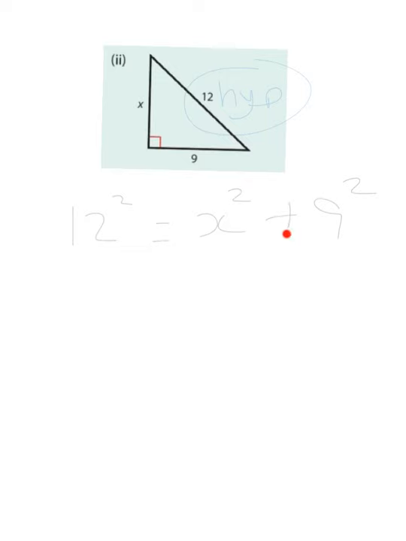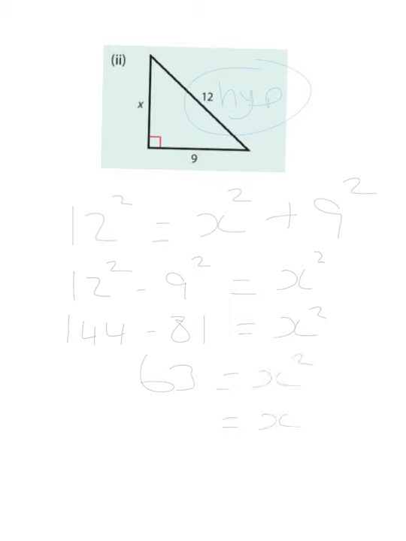So remember, to get rid of one operation in maths, you have to do the opposite. So that plus becomes minus. And what you do to one side, you have to do to the other. So then that will leave me with 12 squared minus 9 squared is equal to x squared. So 12 squared is 144, minus 81 is equal to x squared. 144 minus 81 will give me 63 is equal to x squared.